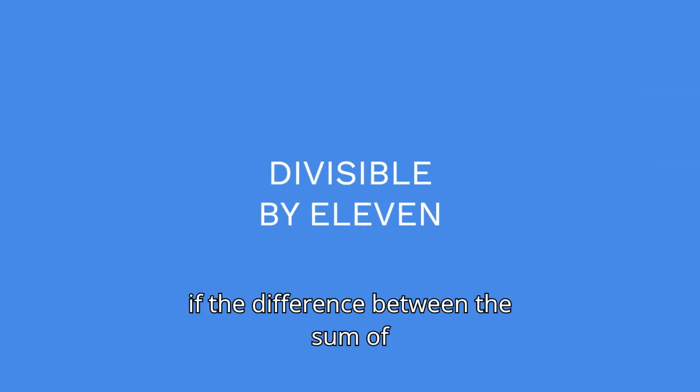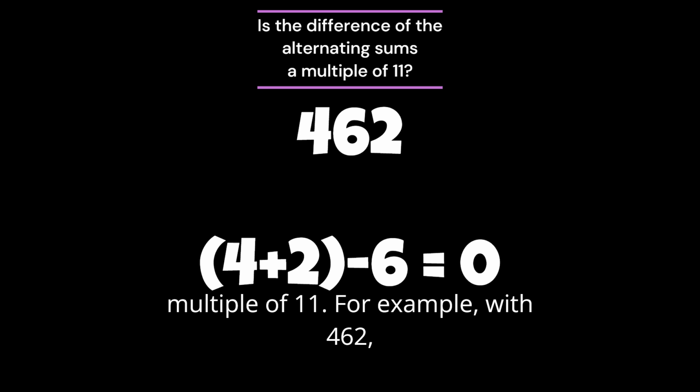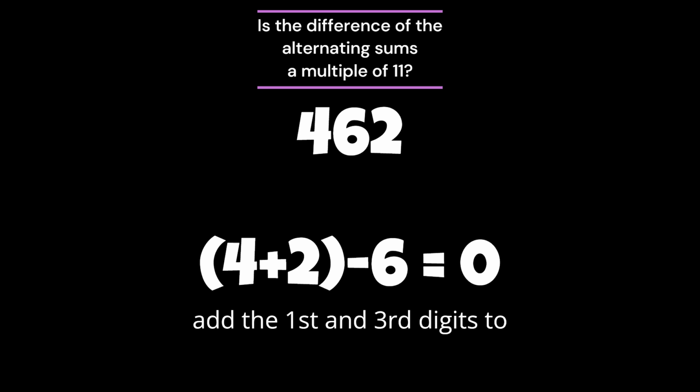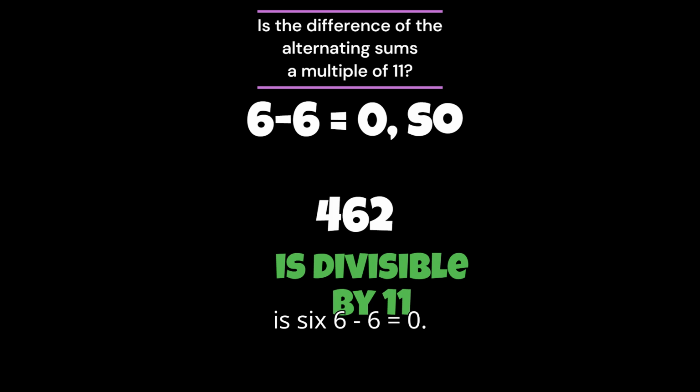A number is divisible by 11 if the difference between the sums of its alternating digits is 0 or a multiple of 11. For example, with 462, add the first and third digits to get 4 plus 2 equals 6. Then compare it to the middle digit, which is 6. 6 minus 6 equals 0, so 462 is divisible by 11.